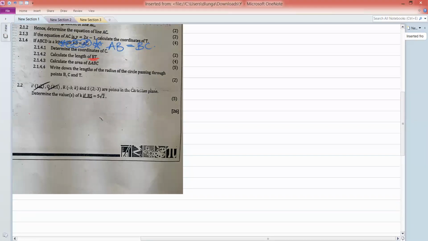Looking at 2.2, they gave you the point R, which is (-3, K), and S, (2, -3). These are points on a Cartesian plane. Determine the values of K if the distance RS is equal to 5√2. What we're going to do at this point, we obviously want to make K the subject of the formula. So we're going to use our distance formula and plug in these values.